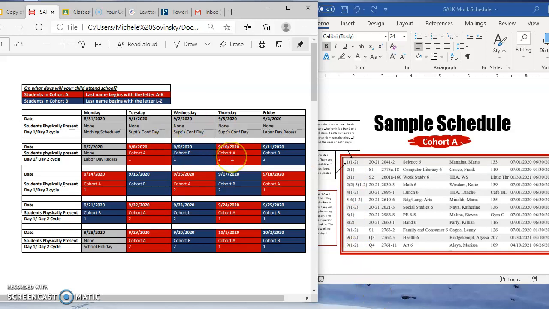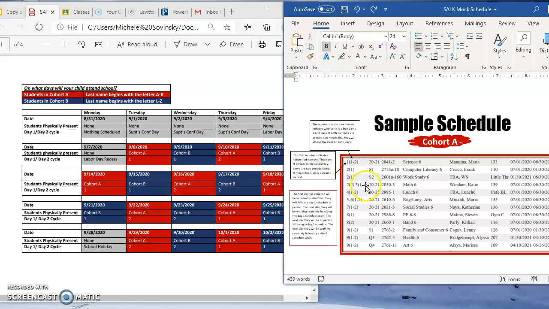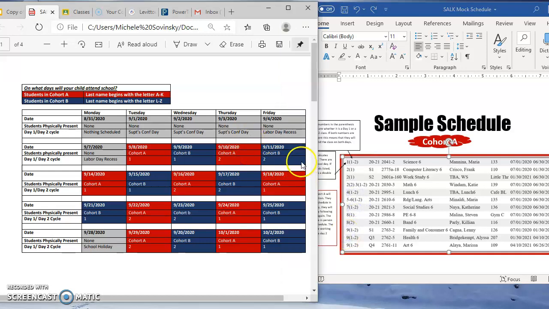That third day on Thursday, cohort A, you're back in person, but this time you're following your day two schedule. And then the next day, on Friday, you're working remotely, and again, you're following the day two schedule. And then so on and so forth. Again, the next day you'll be in person following day one, then remote day one, and so on and so forth.